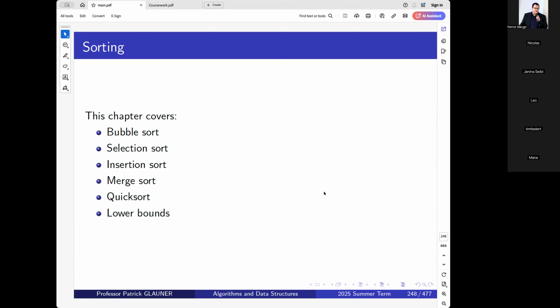Now, do you know any other sorting algorithms? Have you ever heard about other sorting algorithms? Because there are way more. If you've heard about some, maybe just raise your hand and tell us in the mic or send them through the chat.